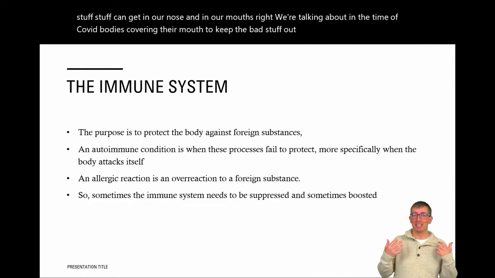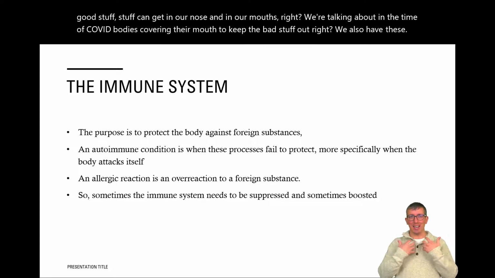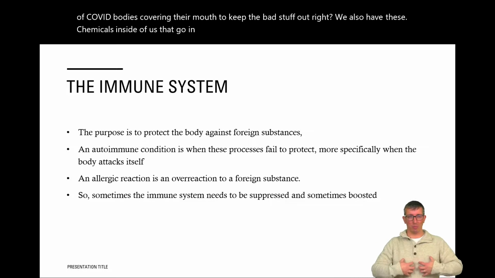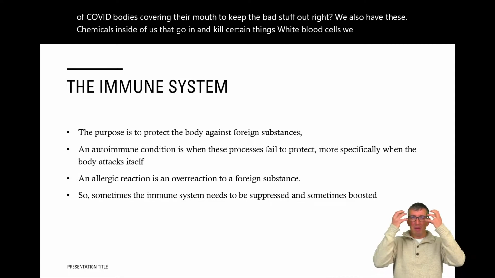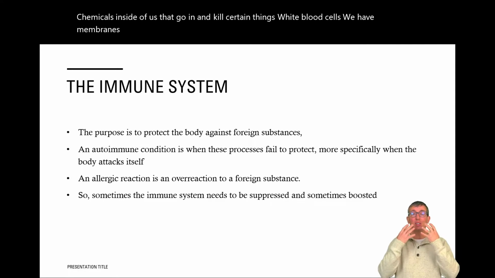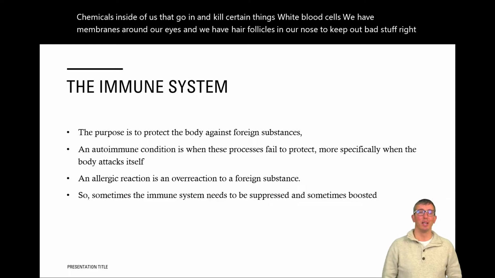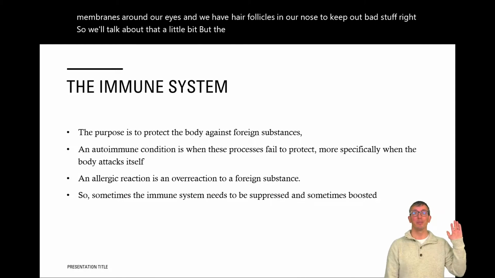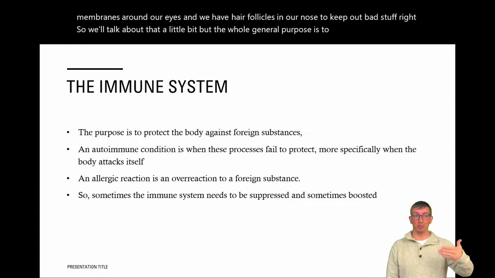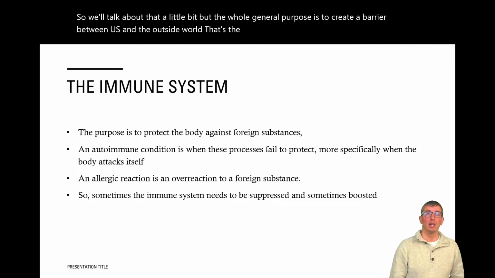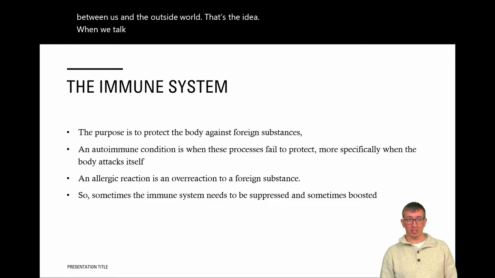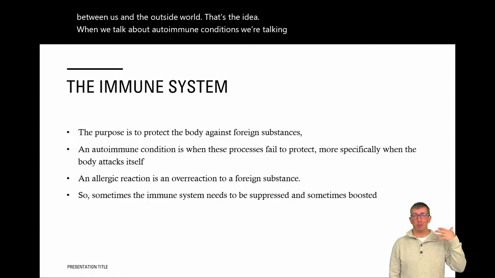We also have these chemicals inside of us that go in and kill certain things, white blood cells. We have membranes around our eyes, and we have hair follicles in our nose to keep out bad stuff, right? So we'll talk about that a little bit. But the whole general purpose is to create a barrier between us and the outside world. That's the idea. When we talk about autoimmune conditions, we're talking about when these processes fail.